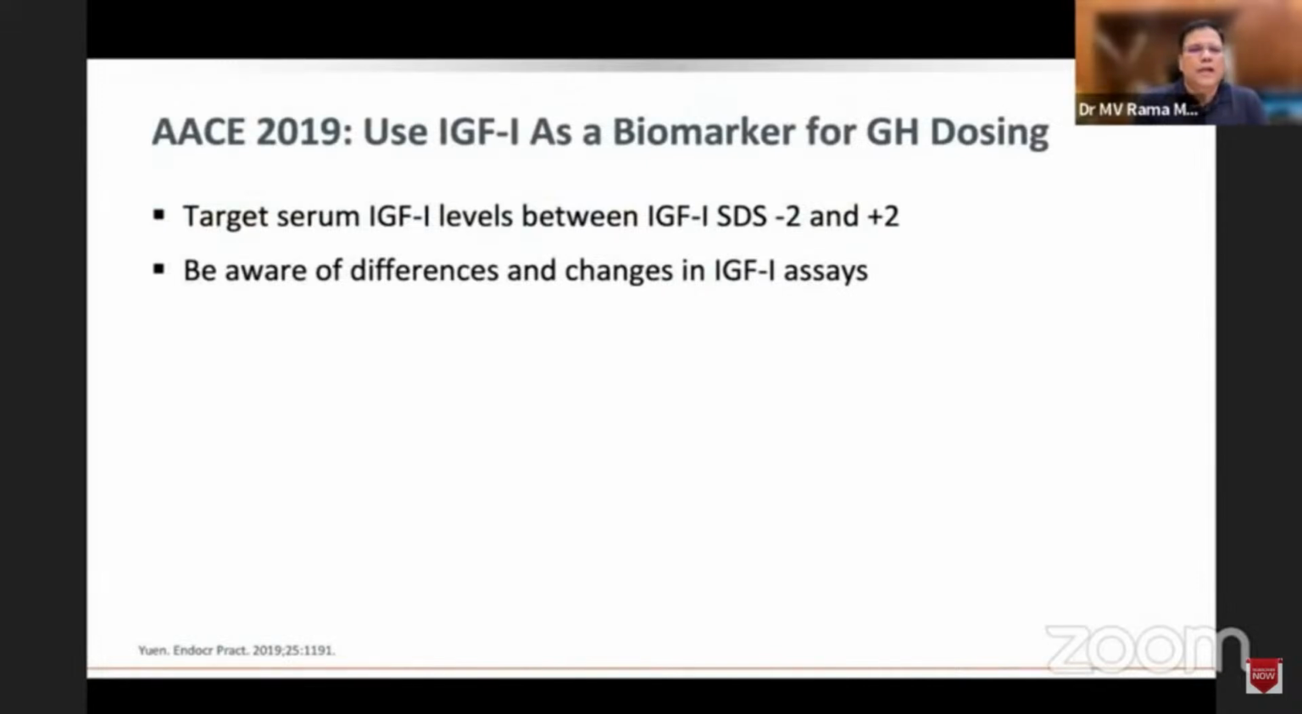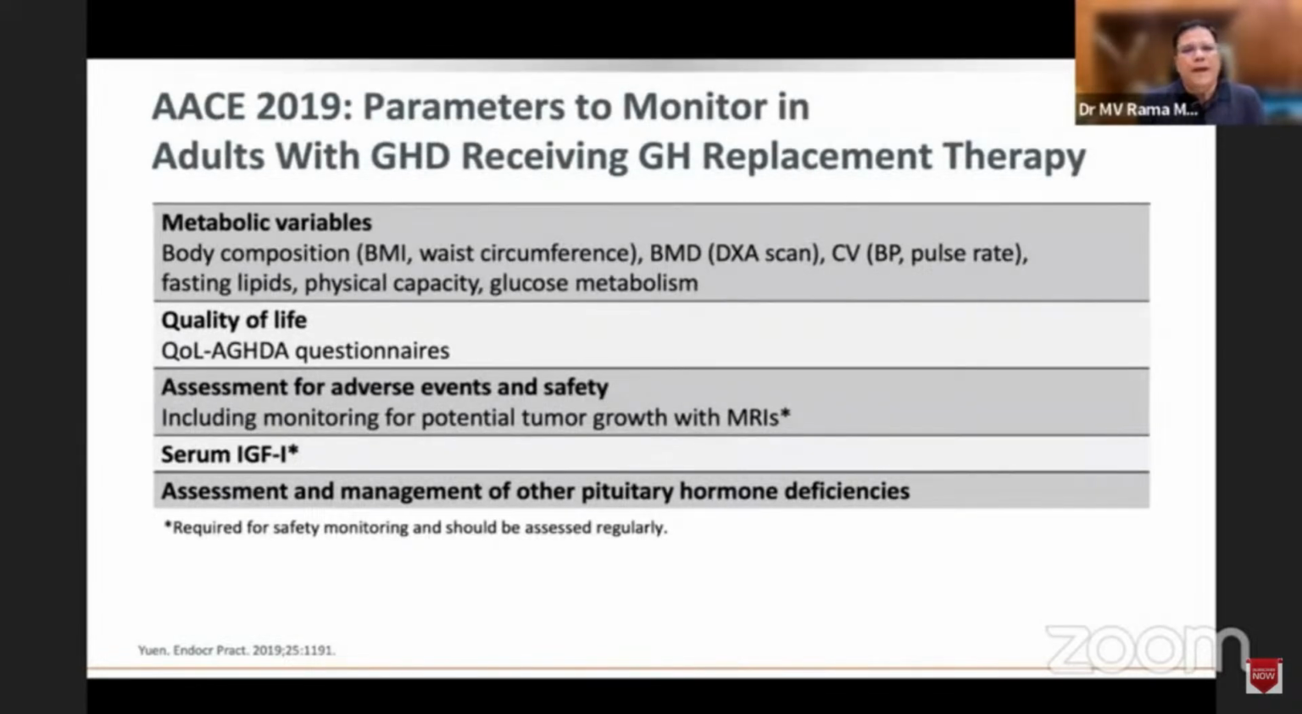So the 2019 guideline says to use IGF-1 as a biomarker for growth hormone dosing. And you can see that the target serum IGF-1 should be between standard deviations of -2 to +2, and be aware of the differences and challenges in IGF-1 assays, as they are very difficult to get a good value from. And what are the parameters you monitor in adults with growth hormone deficiency receiving growth hormone replacement therapy?